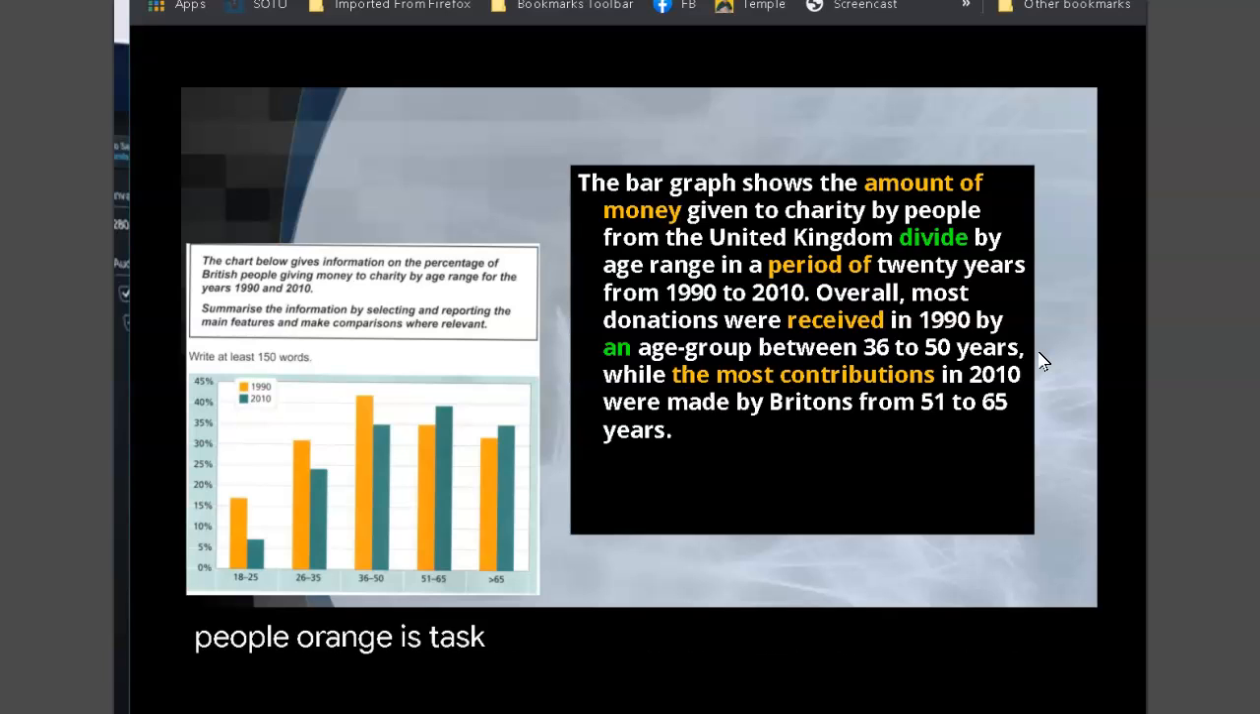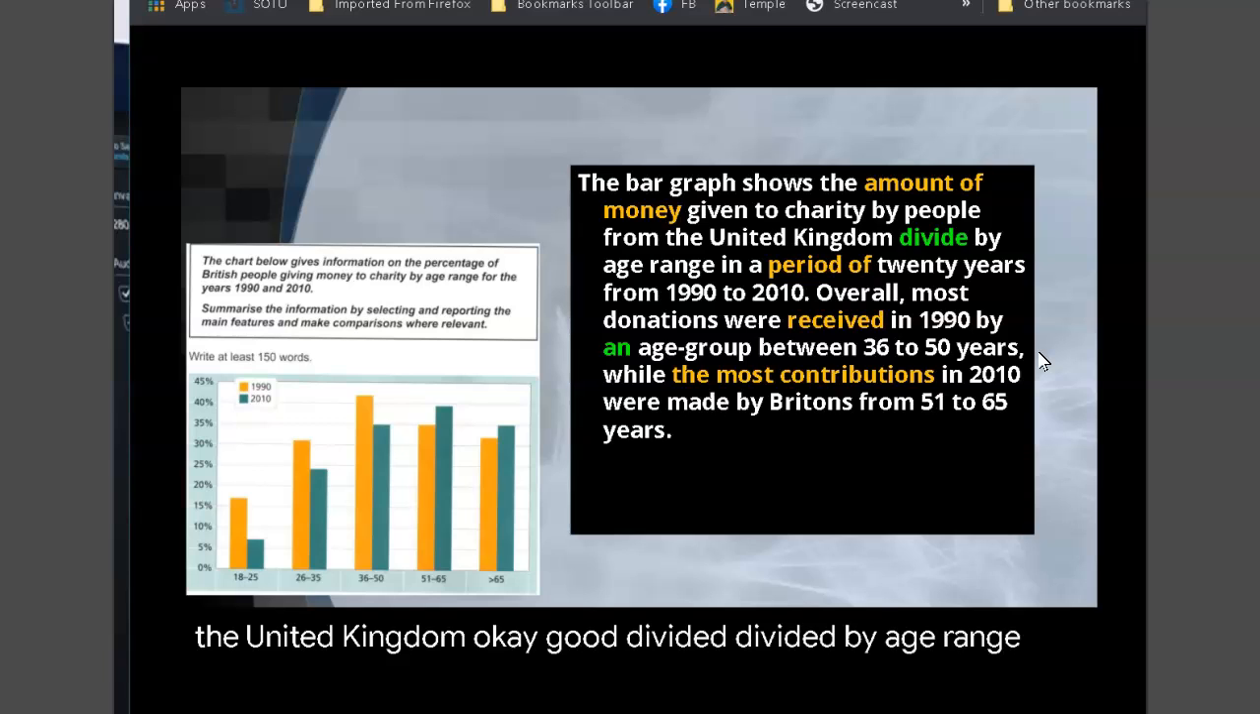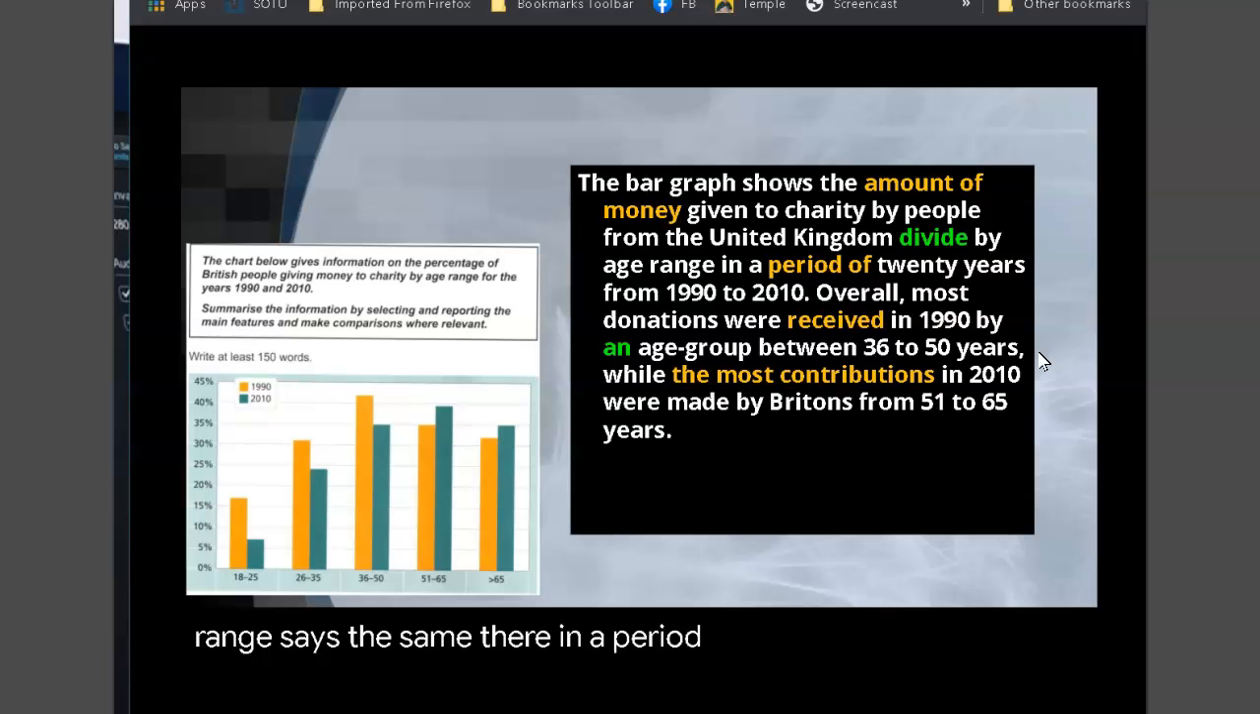Orange is task achievement. Given to charity. Okay, that's the same. By people, of course, who else? From the United Kingdom. Okay, good. Divided by age range. Age range says the same there. In a period of 20 years. No? It doesn't say anything about what happens inside the period. It's just 2 ends of the period. It's just 2 years. And now you've decided to include your overview in the introduction, which I do not recommend.